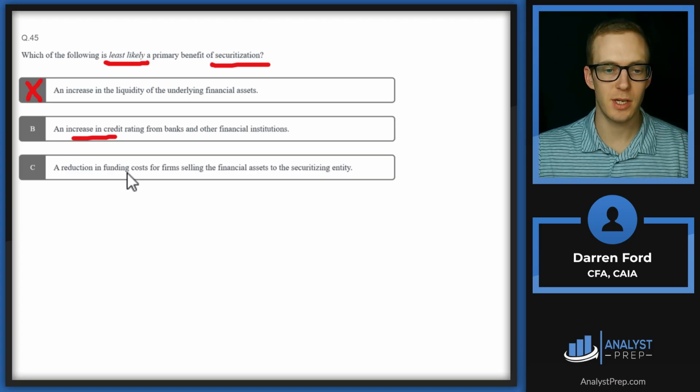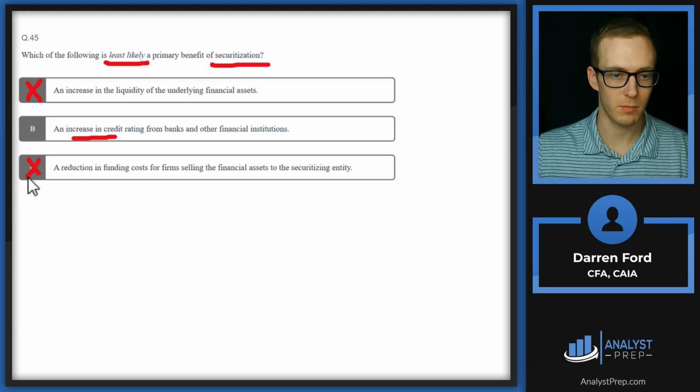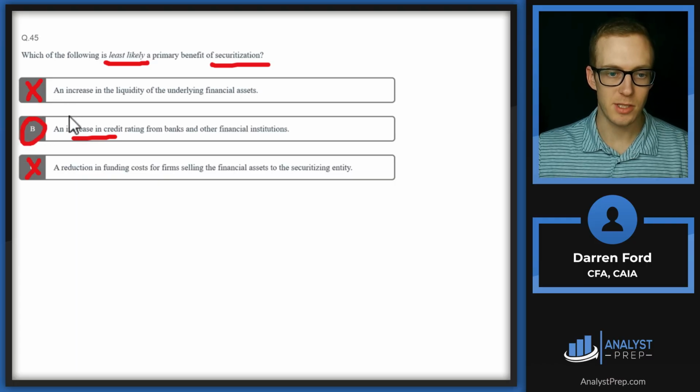And then C, a reduction in funding costs for firms selling the financial assets to the securitizing entity. This is also going to be a benefit, allows them to recoup some of those costs that came with funding the loans. And so we're going to go with answer B.